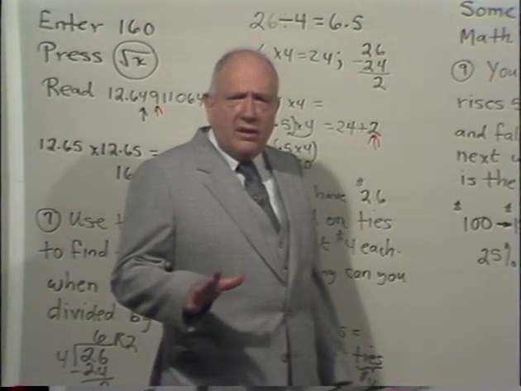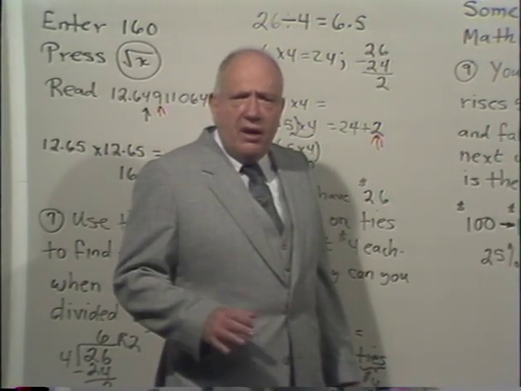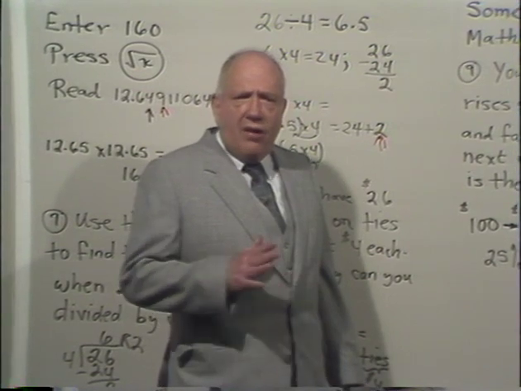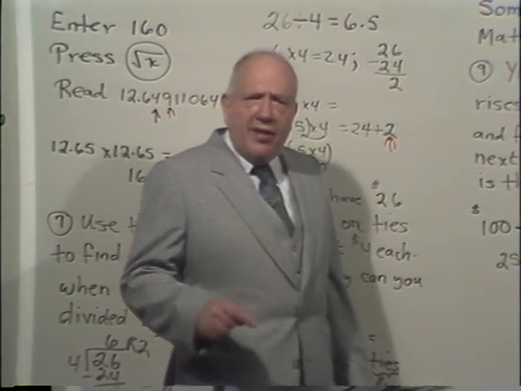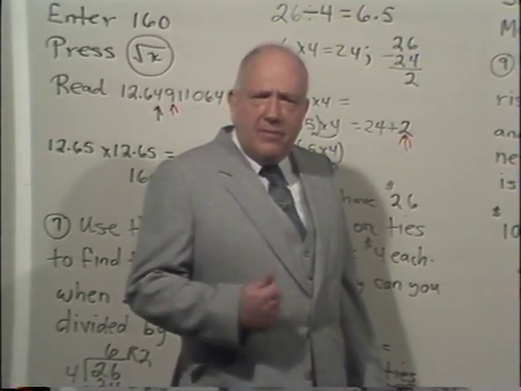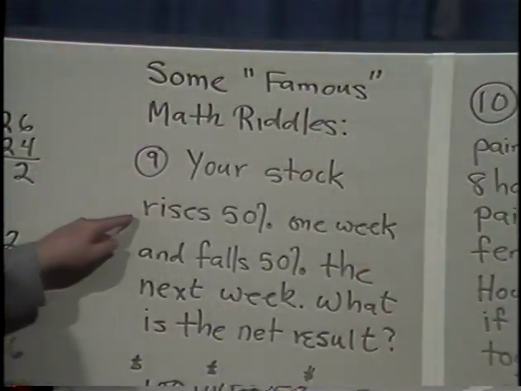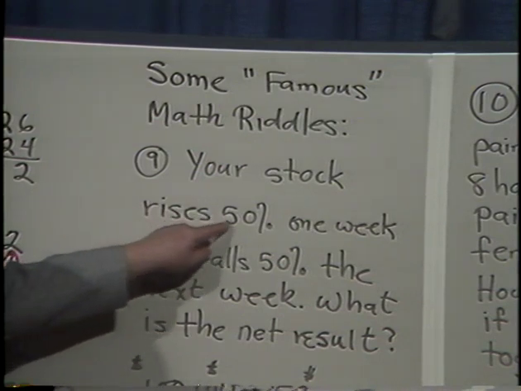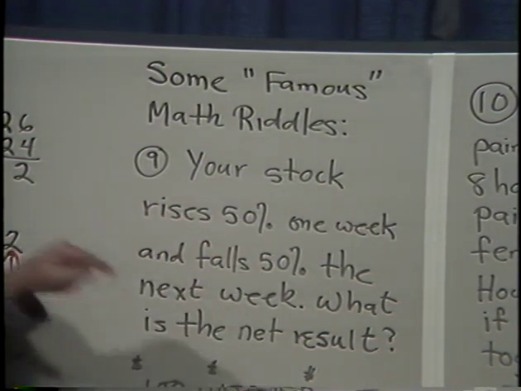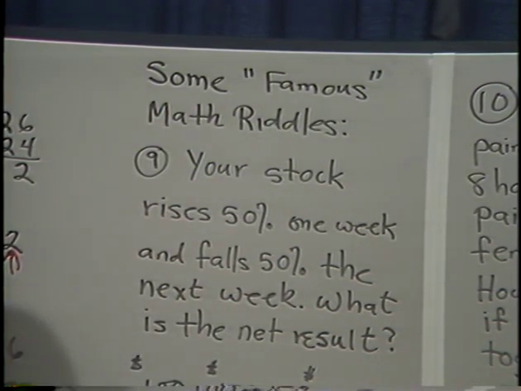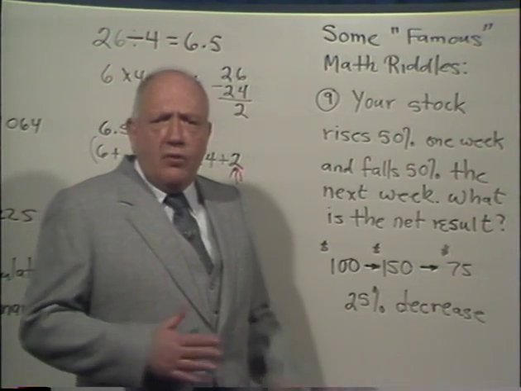There are books, in fact, called Mathematical Recreation, Famous Brain Teasers. There's all kinds of books in which the answer that seems right is completely wrong. Here's one. You have some stock, and the stock rises 50% one week. But the next week, it falls 50%. What's the net result? If you weren't expecting a trick here, you would blurt out, we broke even.